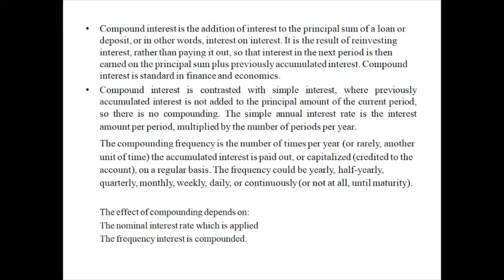So the compounding frequency, that is the number of times per year, or rarely another unit of time, the accumulated interest is paid out or capitalized, earned, credited to the account on a regular basis. The frequency can be yearly, half yearly, quarterly, monthly, weekly, daily, or continuously, or not at all until maturity. So the effect of compounding depends on the nominal interest rate which is applied, and the frequency at which the interest is compounded.